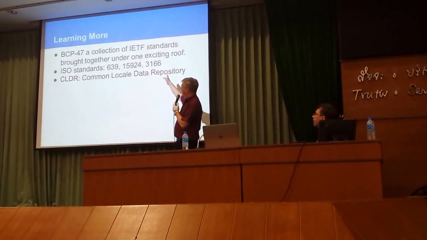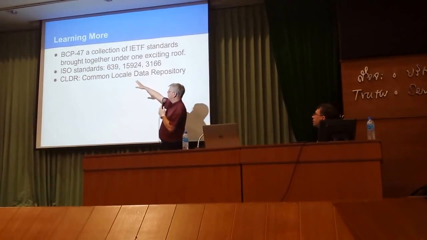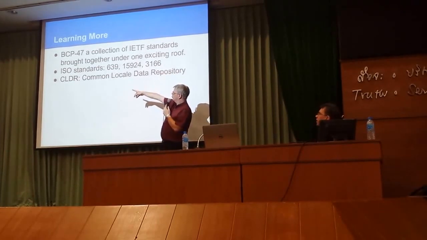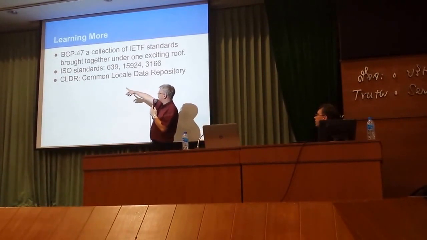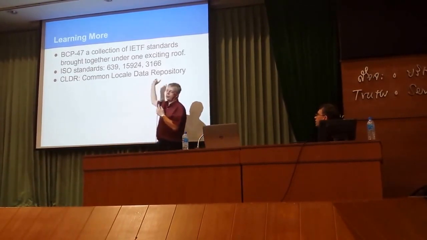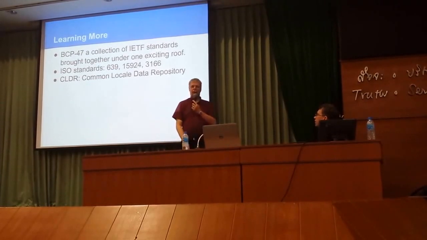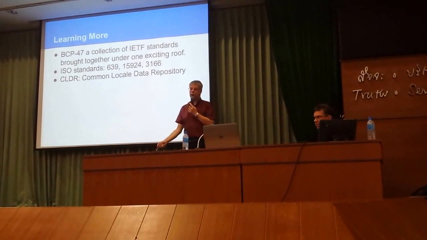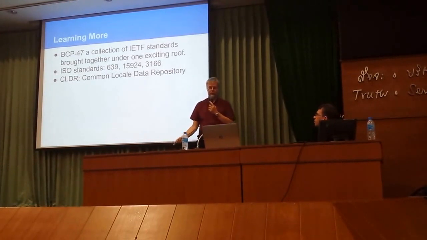And then there's various ISO standards which I just rattled off before, 639 for language codes, 15924 for script, and 3166 for regions. And then I also talked about locale information. Unicode, the Unicode Consortium is running a project called the Common Locale Data Repository, CLDR, and they are holding lots of locale information for more and more languages, again using language tags.